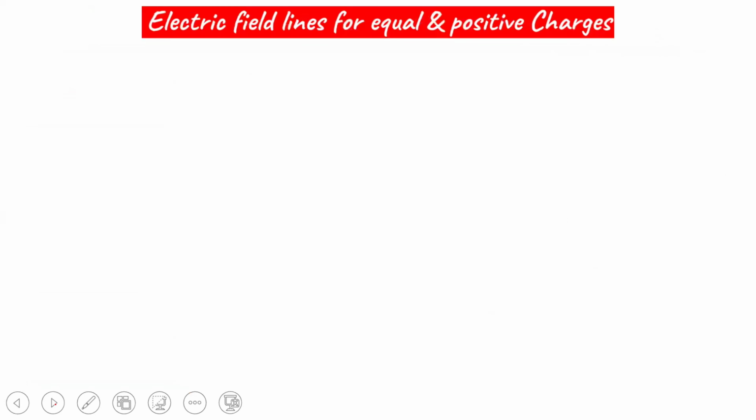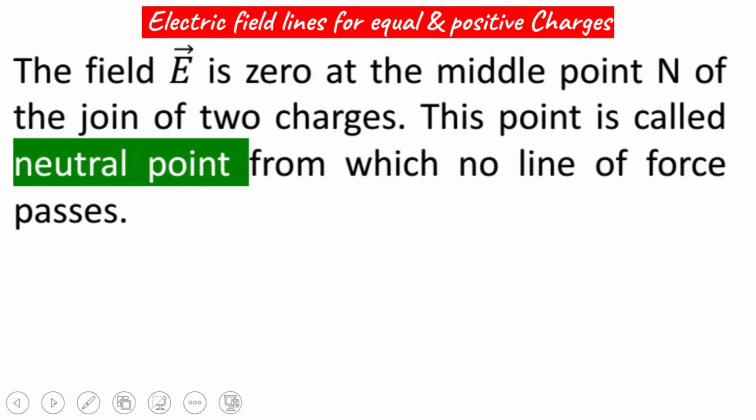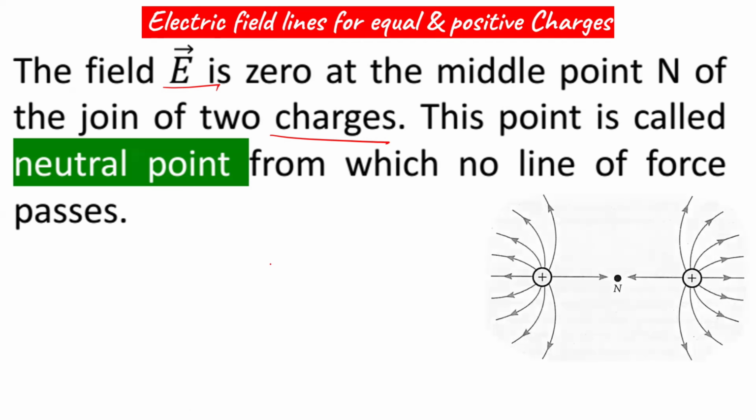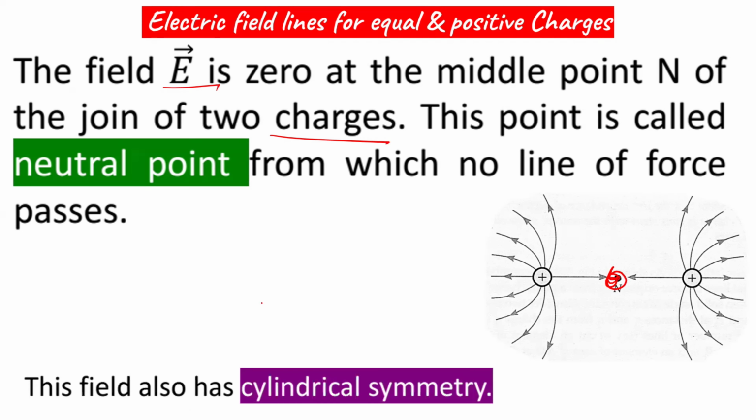Next point is the field lines for equal and positive charges. The field E is zero at the middle point of the line joining the two charges. This point is called the neutral point, from which no line of force passes. At this neutral point the field is zero, so no line of force is passing through it. This field also has cylindrical symmetry. So this is about the lines of force.